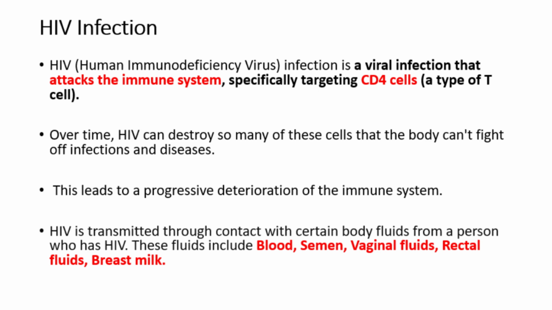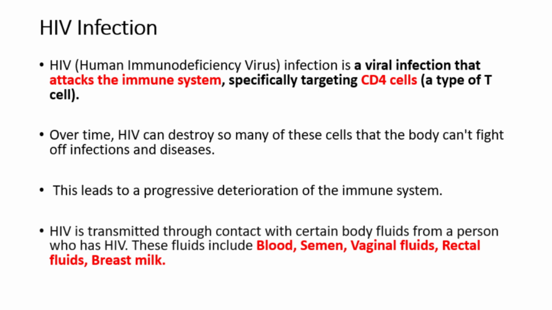HIV, human immunodeficiency virus infection, is a viral infection that attacks the immune system, specifically targeting CD4 cells, which is a type of T cell. Over time, HIV can destroy so many of these cells that the body can't fight off infections and diseases. This leads to a progressive deterioration of the immune system.